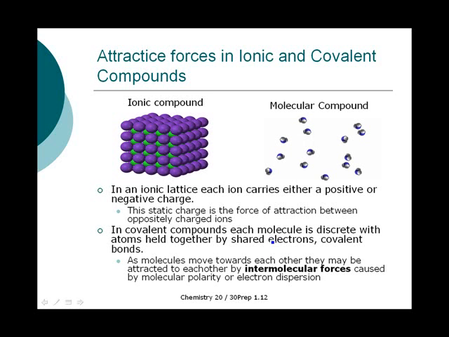For covalent compounds or molecular compounds, each molecule is discrete, with atoms held together by shared electrons, which is what a covalent bond is. Now, as these molecules move around, as they move closer to each other, or as they start to move slower, they may or may not be attracted to each other by something called intermolecular forces. What intermolecular forces do is cause two different molecules to become attracted to each other. So, for example, one part of this molecule might be attracted to one part of this molecule, and a part of this molecule might be attracted to a part of this molecule, and so on.